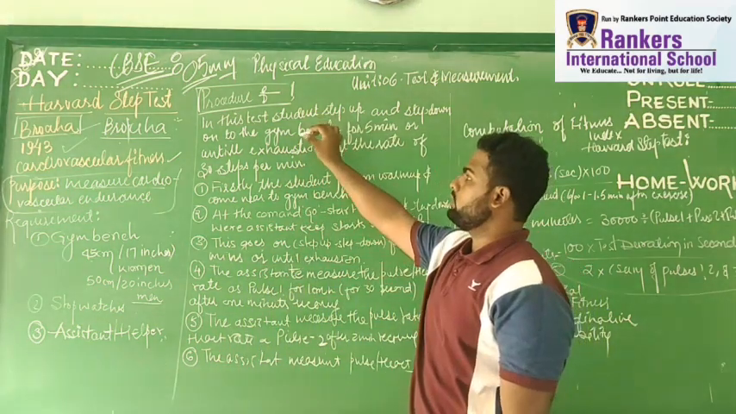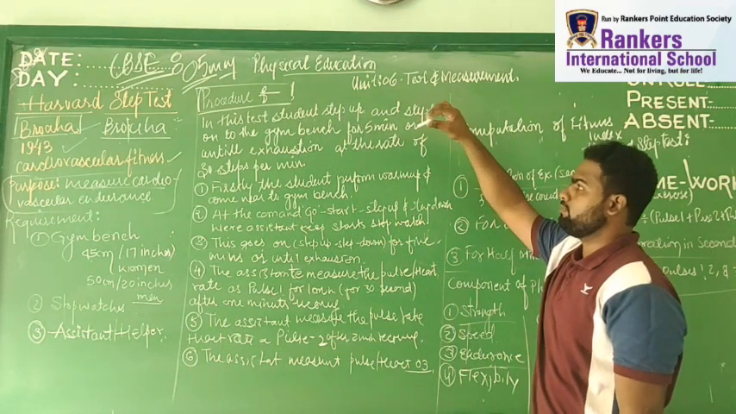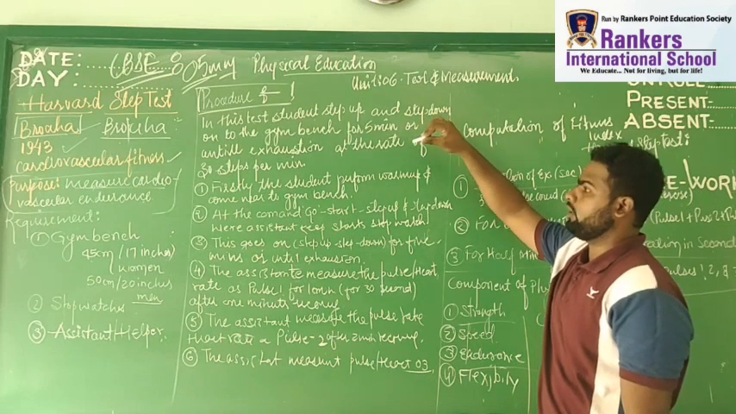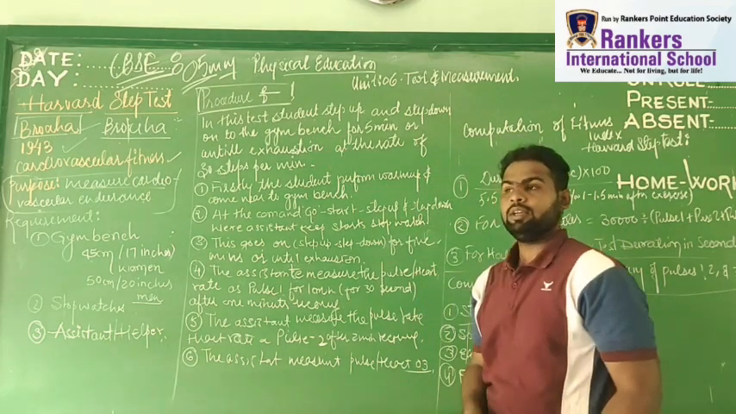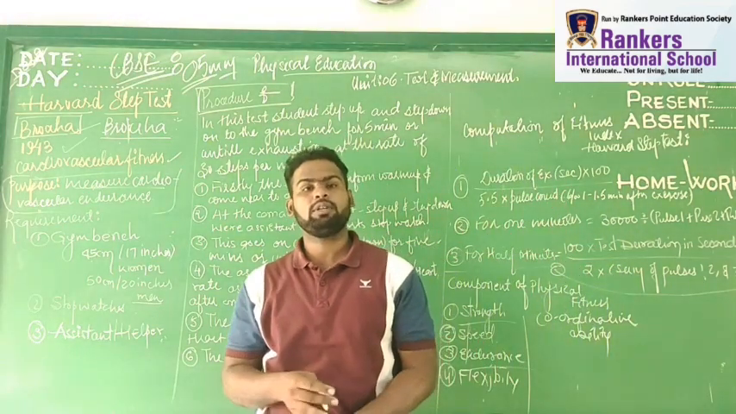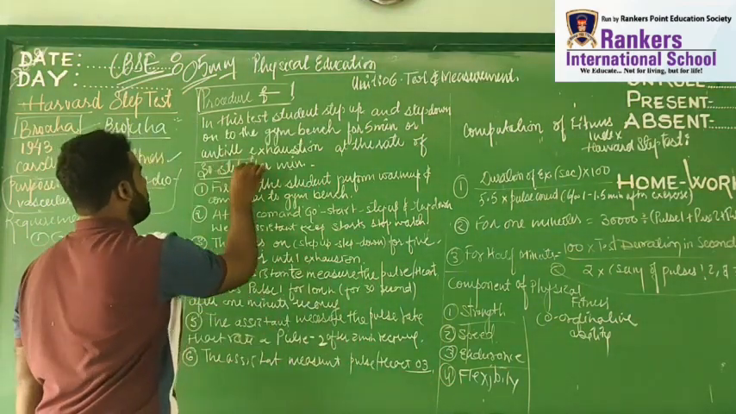So this procedure, this test: the student steps up and steps down on the gym bench for 5 minutes or until exhaustion, at the rate of 30 steps per minute, right? So per minute he or she will have to do 30 steps. How many steps will he or she have to do? 30 steps per minute.